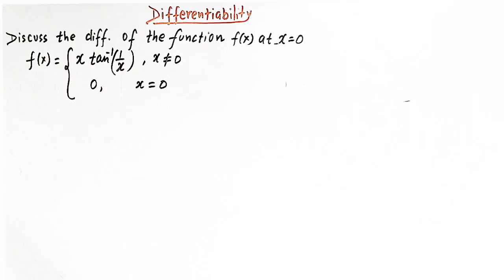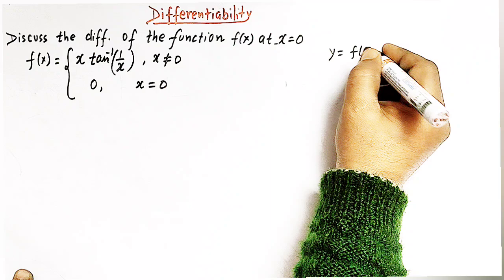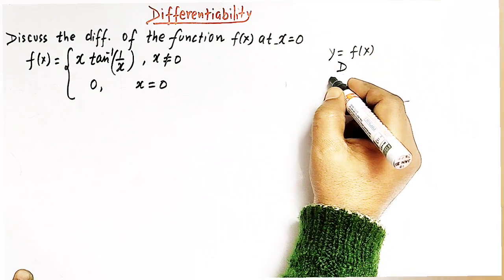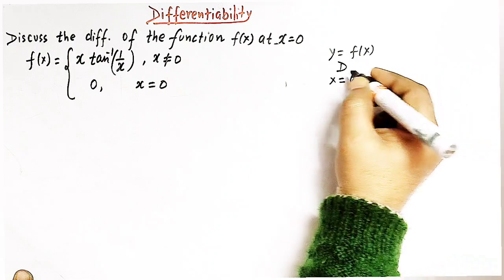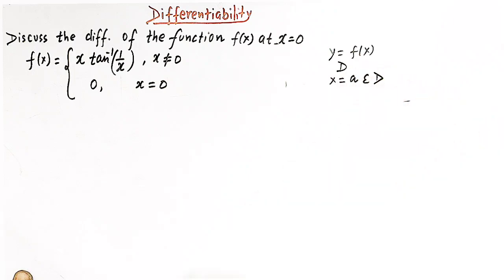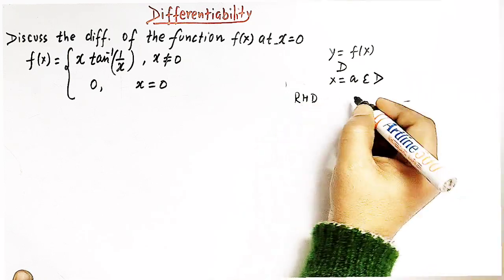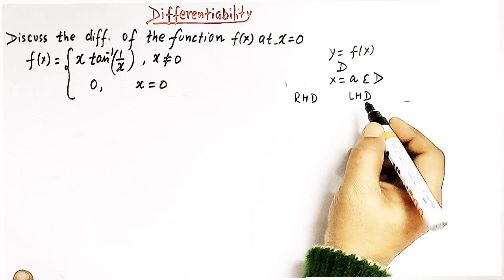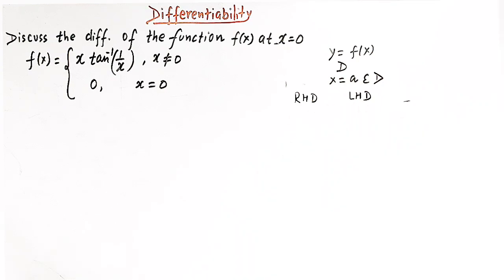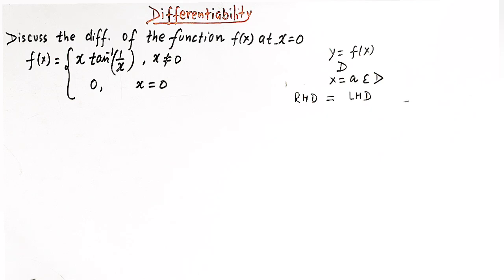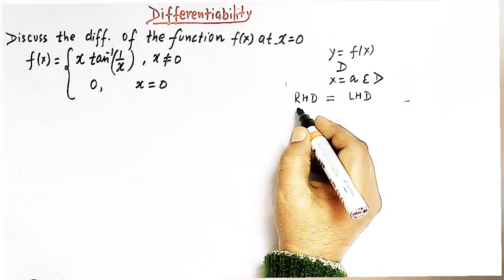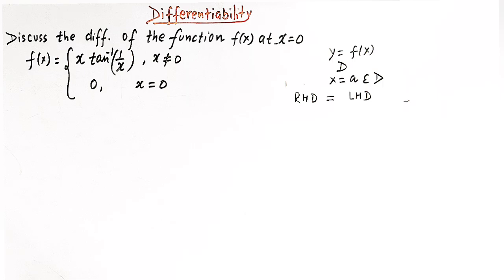So let us start. Now suppose we have a function, say y is equal to f of x, which is defined in some domain D, and suppose we wish to test the differentiability of the function at some point x is equal to a belonging to this domain D. Then we have to find out the right hand derivative and the left hand derivative. Now, if the right hand derivative and the left hand derivative both exist and they are finite and they are equal to each other at x is equal to a, then we can claim that the function is differentiable, right? So the condition for the existence of derivative of a function at some given point is that the right hand derivative and the left hand derivative must be equal to each other, right?